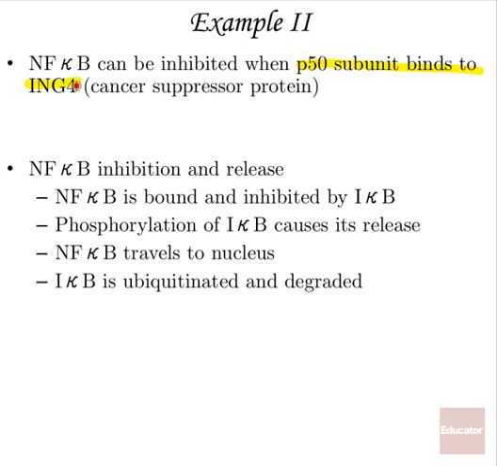A second example of how NF-kappa B may be regulated is that it can be bound and inhibited by another protein, the inhibitory protein I-kappa B. What you can do to release this inhibition is phosphorylate I-kappa B. That will cause I-kappa B to release NF-kappa B. At this point, NF-kappa B can travel to the nucleus. It was originally in the cytoplasm.